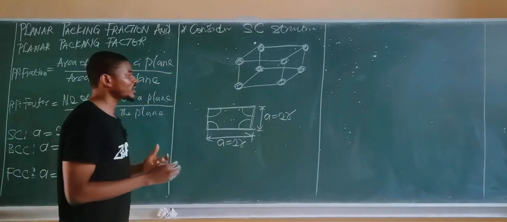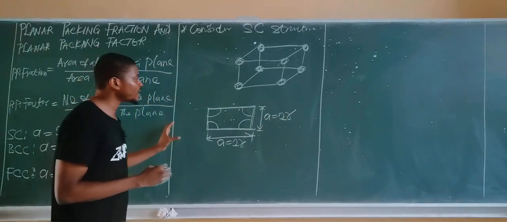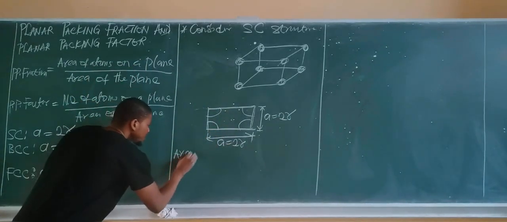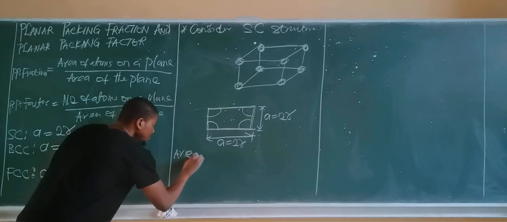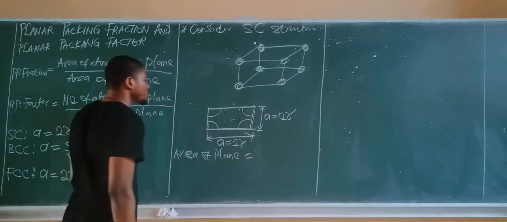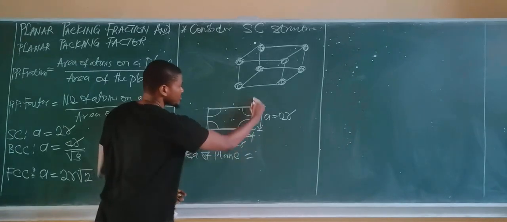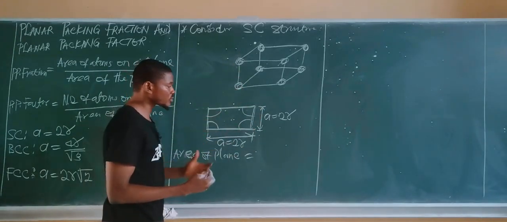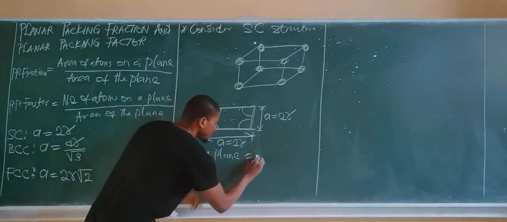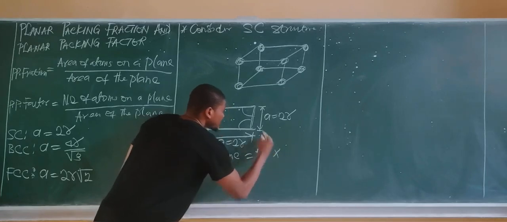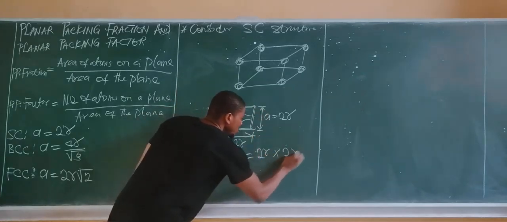2r, and that is called the lattice parameter. Therefore, the area of this plane, since this is now a square, is equal to the length times the width, or we simply say the area of a square, because this is a cubic square. Therefore, we have the length is 2r multiplied by the width, which is also 2r.